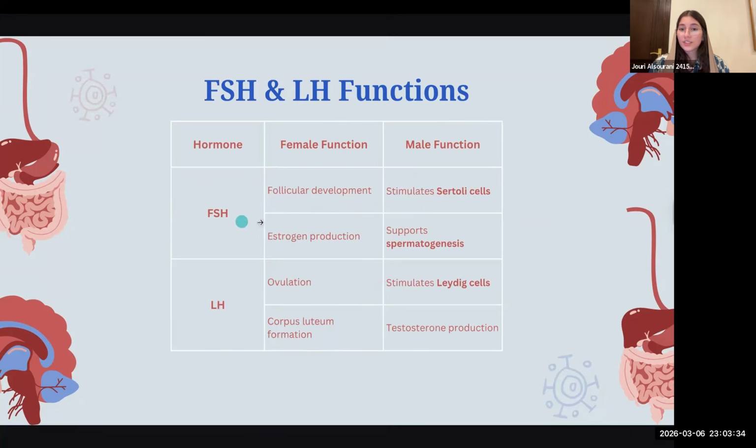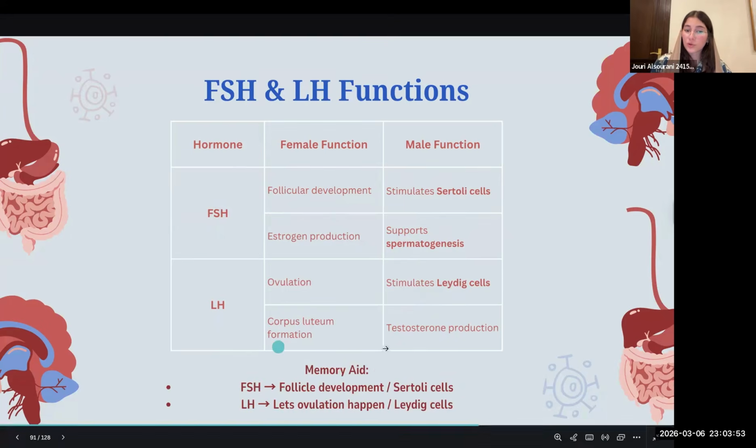For males, FSH stimulates Sertoli cells, okay? FSH, Sertoli cells, you can make that relation. And at the same time, in males, it also supports spermatogenesis. For LH, it stimulates Leydig cells. So LH, Leydig cells, and it has to do with testosterone production. So just so you can remember, FSH has to do with follicle development in females, and it stimulates Sertoli cells in males. And LH lets ovulation happen in females, and it stimulates the Leydig cells in males.